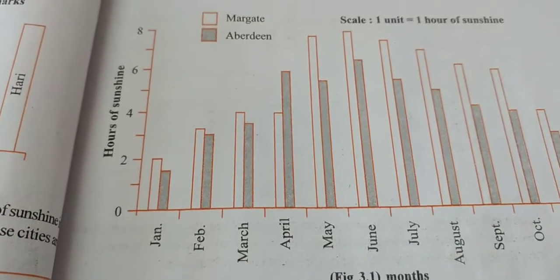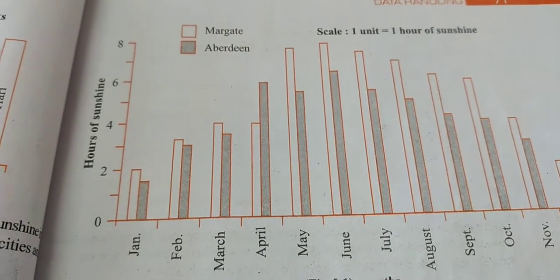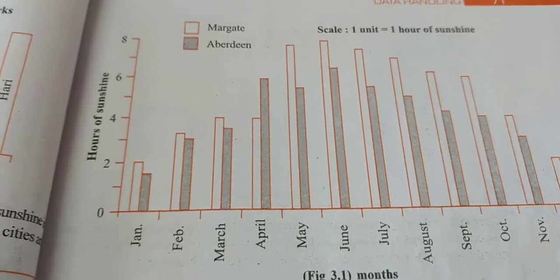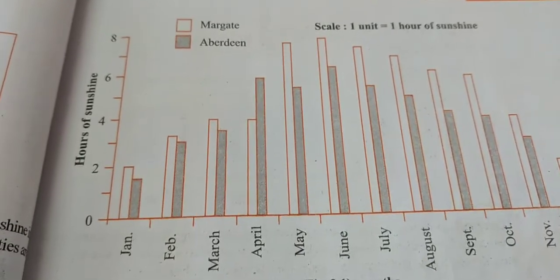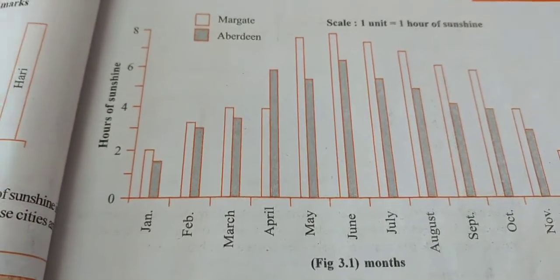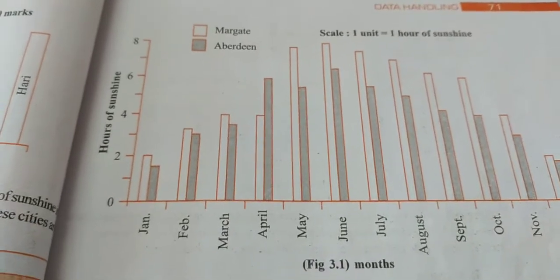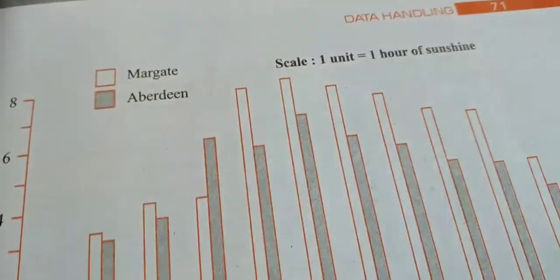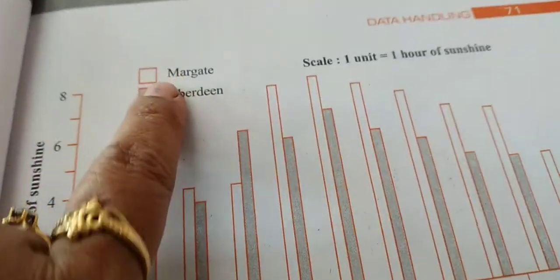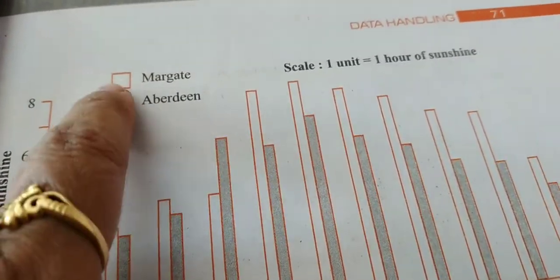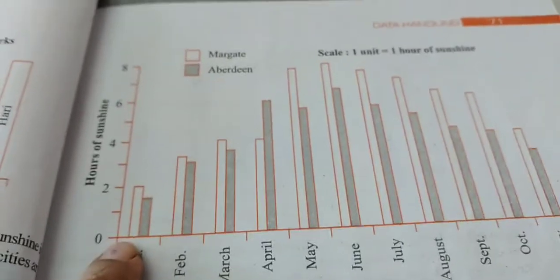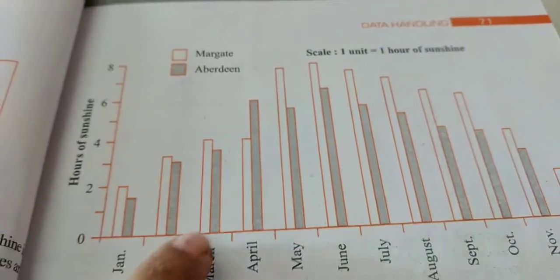It's not that difficult. You can see as simple as the previous one. Only thing is that on x-axis you have to take the months, right? January, February months name you have taken, and on y-axis hours of sunshine taken. But for the month of January, for the months, instead of 1 bar you will be taking 2 bars, and you will also specify the shade which you are going to do. 1 bar represents Aberdeen, the other one Margate, and you have to be very careful while shading or drawing the bars for the respective cities.